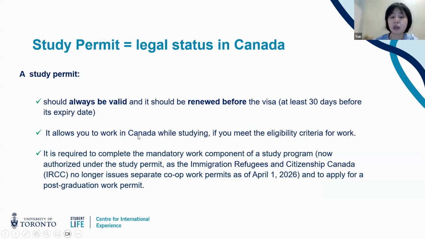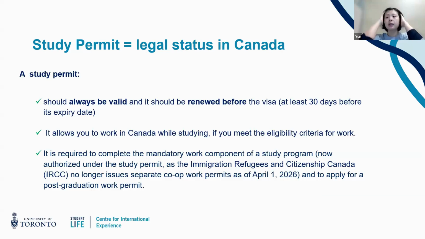Okay, so it's an immigration document that allows you to work while studying if you meet the eligibility criteria for work. The eligibility criteria for work generally is that you must stay registered as a full-time student, and also your study permit must have relevant conditions that allow you to work. Okay, so that's the eligibility criteria. And also, when you are registered as a full-time student during regular terms, you can work off campus up to 24 hours per week. So I repeat, it's up to 24 hours per week off campus.